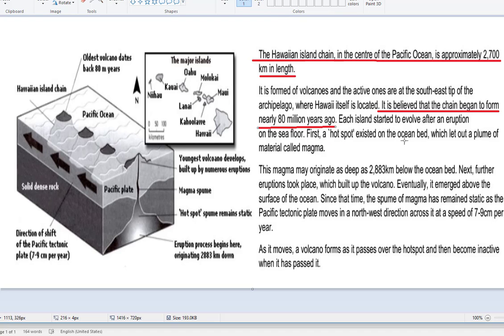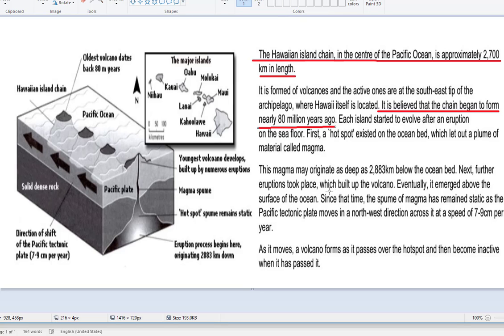First, a hotspot existed on the ocean bed. Well, we can see that here. It's the hotspot, which led out a plume of material called magma. Yeah, we see that here. Okay, so there's some logical sequencing going on here. This magma may originate as deep as 2,883 kilometers below the ocean bed. Okay. Next, further eruptions took place, which built up the volcano.